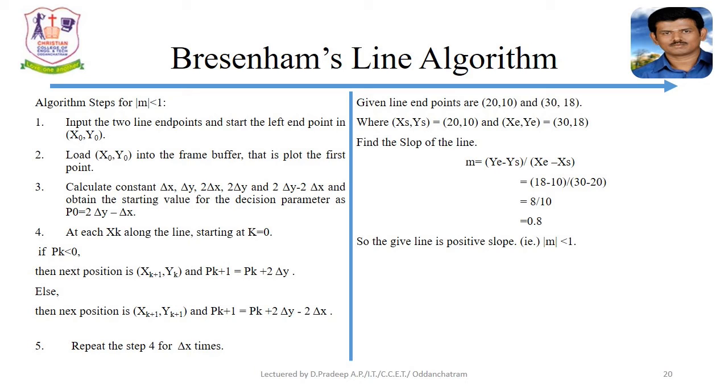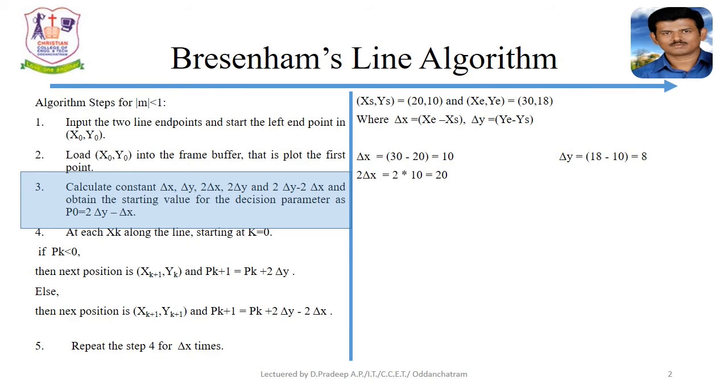Next we move to the third step. So we calculate the constant values first, and then we calculate the decision parameters.